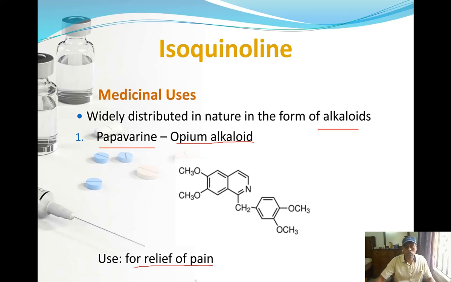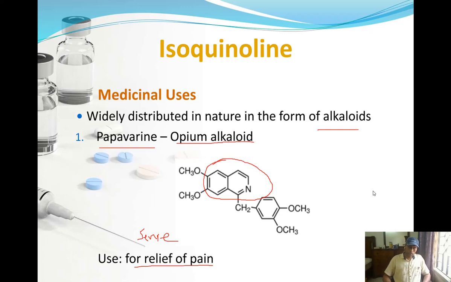So it is used only in cases of severe pain because it is an addictive product, so it can cause dependency. The people can abuse this drug, so that's why it is used only in case of severe pain. It's not used in regular pain or mild pain. Here you can see the papaverine structure. Right, here is your isoquinoline ring.